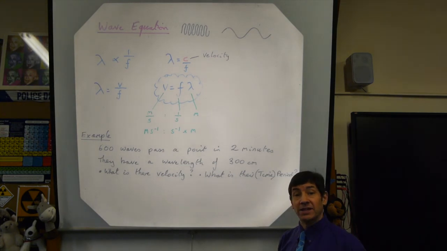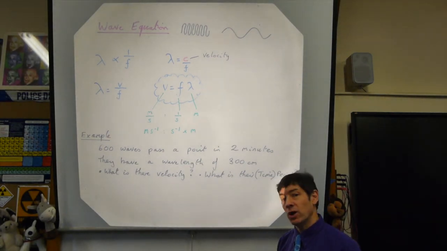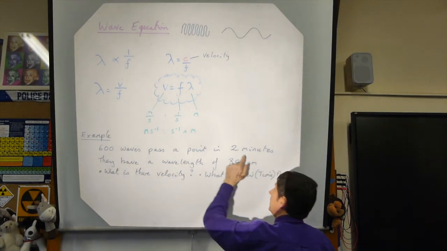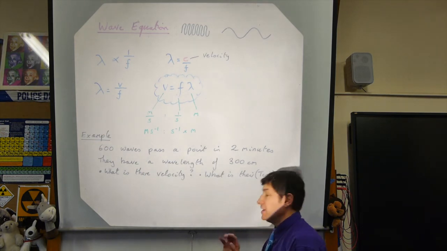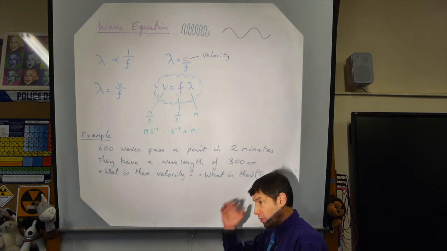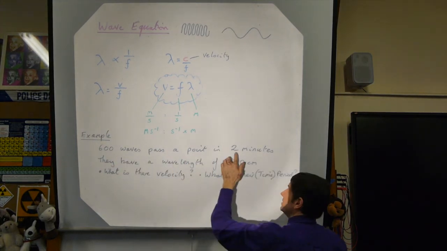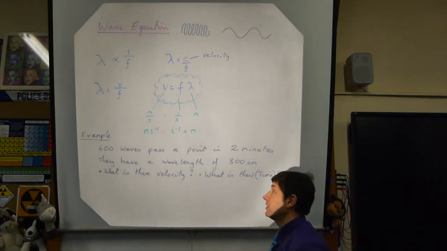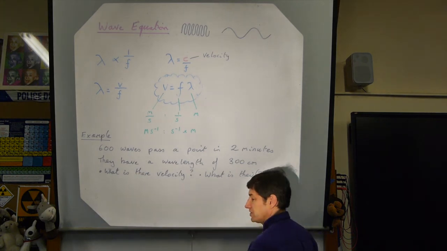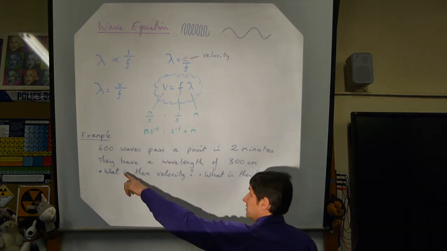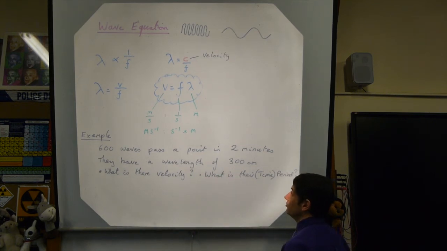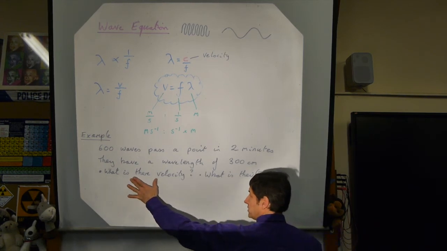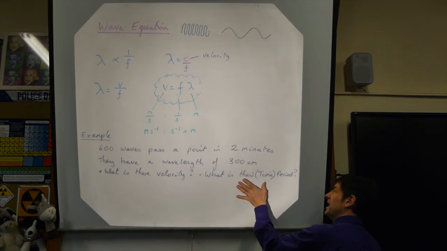Right, let's put all this together and do a quick example. Okay, and it's an easy one, but I wanted to do it anyway with you. So let's imagine we've got 600 waves passing a point in 2 minutes. So you look at that specific point and you see a wave go past and another wave go past and another wave go past, and 600 of them pass that point in 2 minutes. Okay, you take a photograph from above, or a video, and you pause it, and you notice from one crest to the next, the wavelength of them is 300 centimeters, so 3 meter rulers. Okay, and I'm going to ask what's their velocity, and then what is their time period.